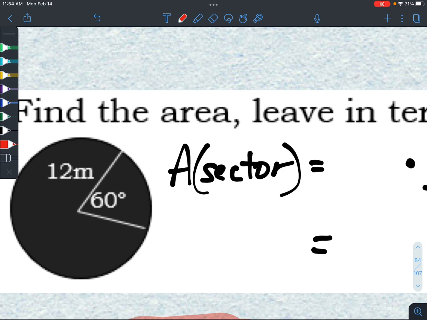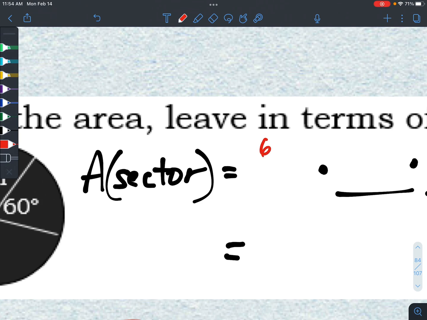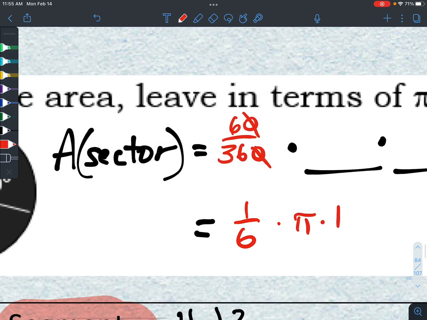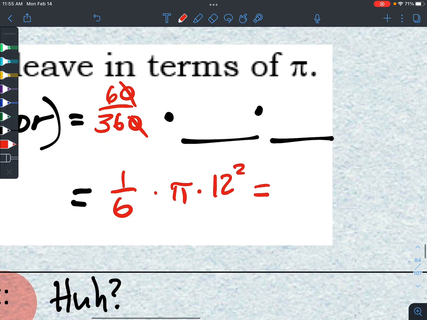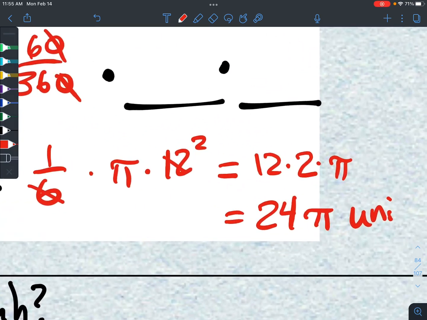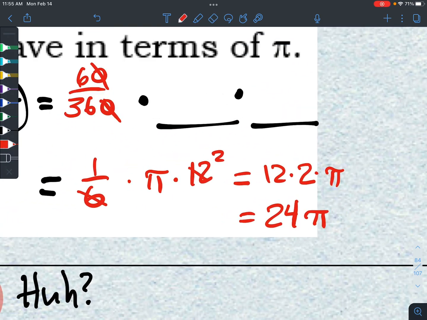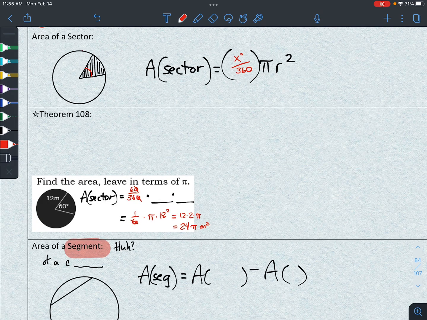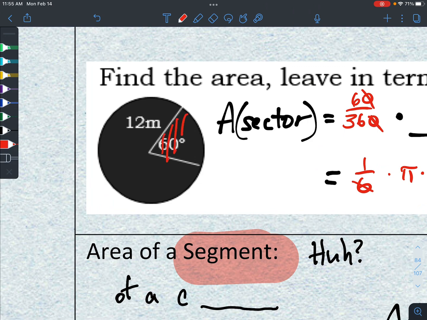But anyways, here we have a problem, 12 meters, 60 degrees. So I say 60 over 360. Hopefully you can do some quick math there and reduce that to 1/6. Again, times pi, times the radius squared, which in this case is 12 squared. Reminder, you can do some canceling here. So this 6 cancels one of those 12's. So I still have a 12. I still have a 2 left over from the 12 and the 6 times pi. So the answer would be 24 pi units squared. Or no, meters squared. Okay. All right, so that is the area of the sector that's here.